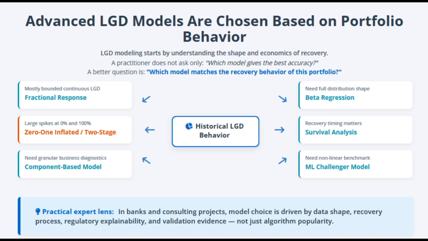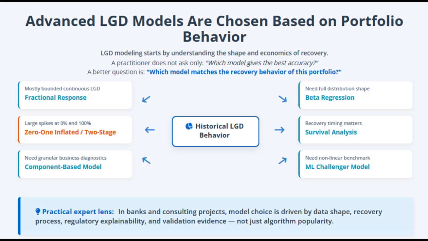Advanced LGD model selection should be driven by the portfolio behavior and not by the algorithm popularity. The first question is not which model gives the best accuracy, but which model reflects how recoveries actually behave in this portfolio. For example, if LGD is mostly continuous and bounded between 0 and 1, a fractional response model may work well. But if there are spikes at 0 and 100%, a 0-1 inflated or a two-stage model may be appropriate. If recovery timing is important, survival analysis can help. And if we need a flexible benchmark, an ML challenger model can be useful.